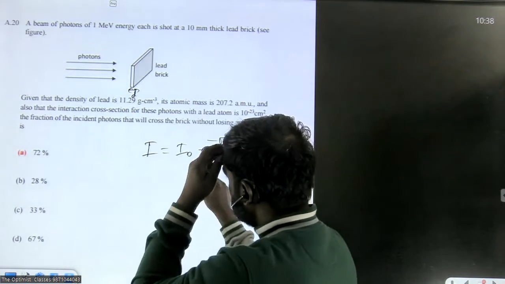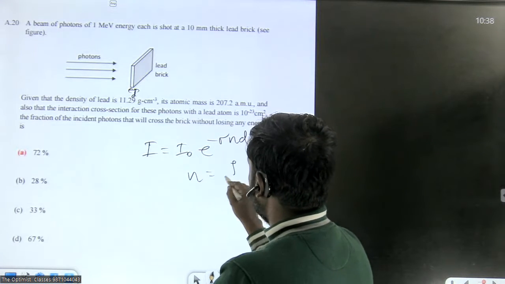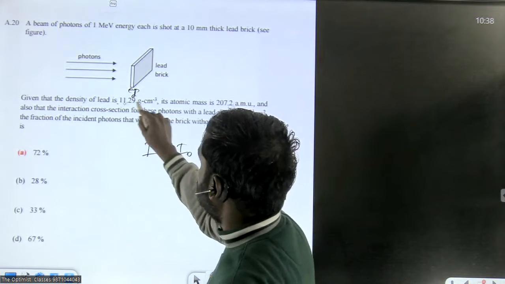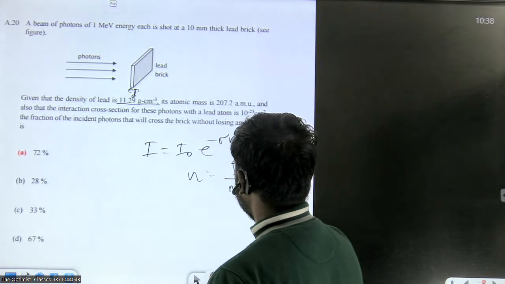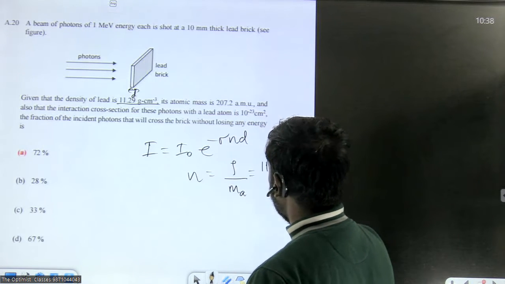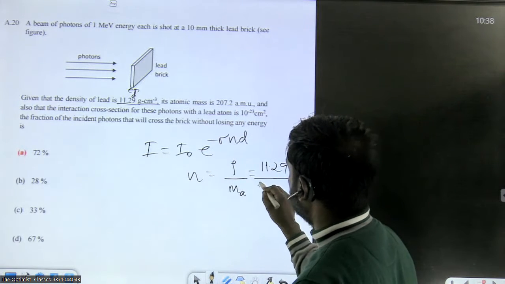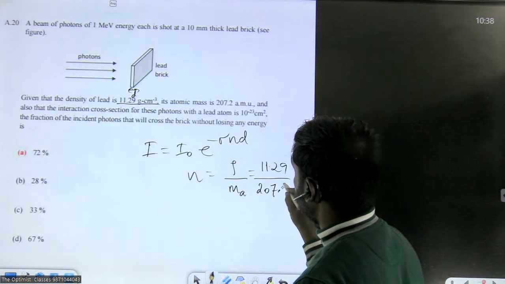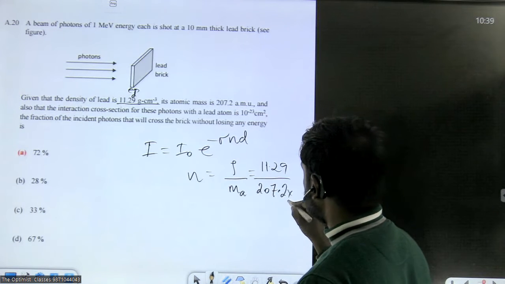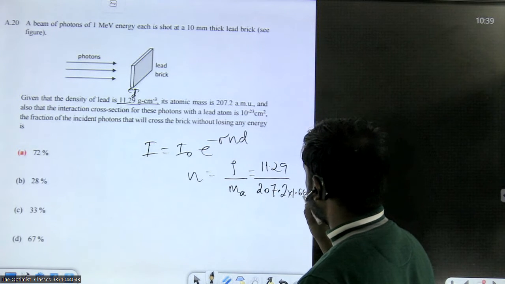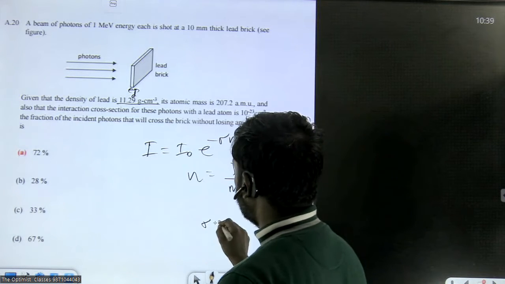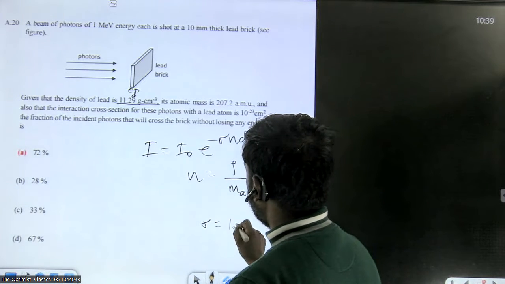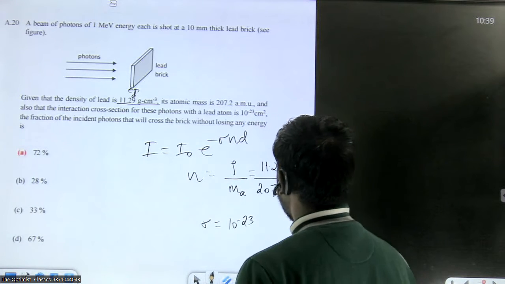Here n is obtained using the mass density. See here, the mass density is given to be this, divided by the mass of one atom. So the mass density is given to be 11.29, and the mass of one atom, if you write, is 207.2 u. This is given in u, so to convert it into kg we will multiply by 1.66 into 10 to the power minus 27. So we get n here. Now we have sigma. Sigma is given to be 10 to the power minus 23 centimeter square.